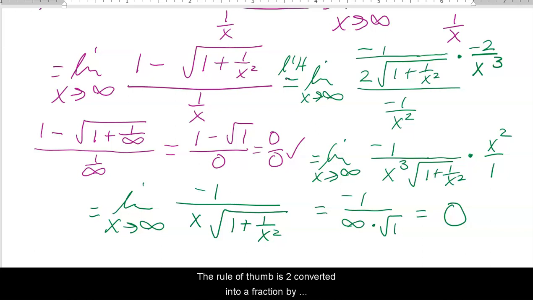The rule of thumb is to convert it into a fraction by multiplying by some form of 1. If you have a trig function, you may want to write them in terms of sine and cosine and get a common denominator. You must have a fraction to get a basic form. Those are the two arithmetic forms. There are 3 additional forms. Let's take a quick look at the 3 power forms for L'Hopital's rule.